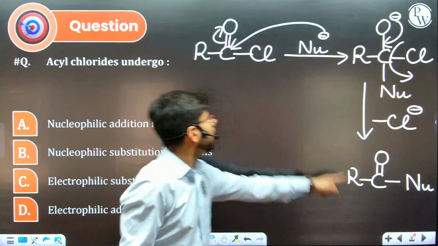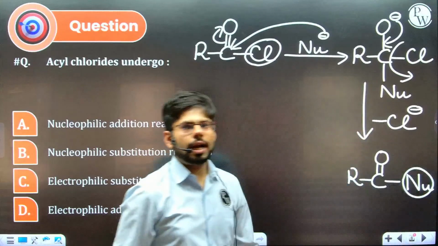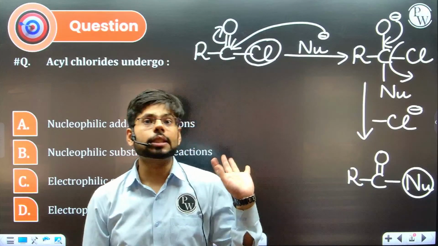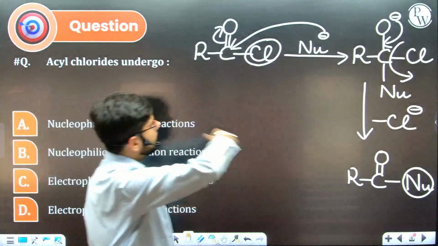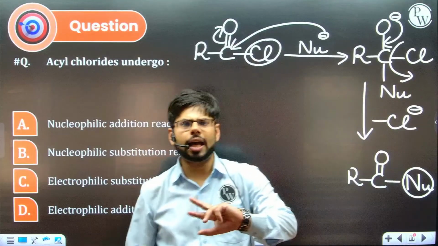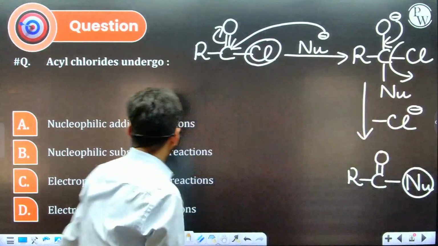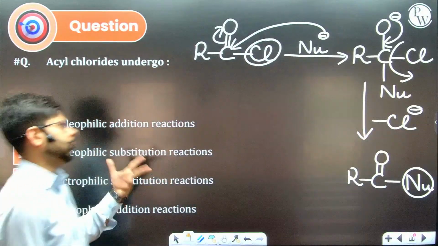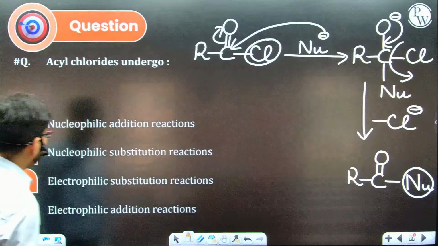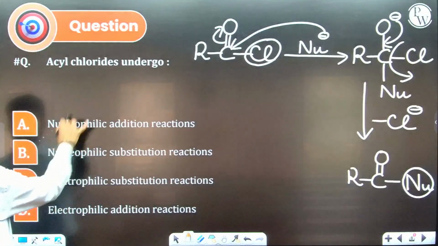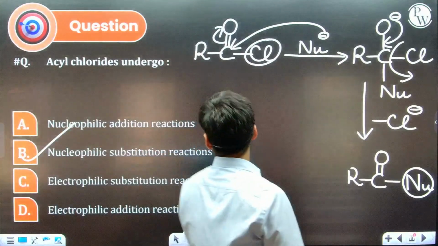Look at this product and look at the initial reactant. Can you see that Cl has been replaced with Nu? We know that if something is replaced with something, that is called a substitution reaction. And the nucleophile has come and taken the place of halogen. That means the nucleophile has attacked this carbon, and in the process this Cl has been expelled. So overall it is a substitution reaction, right? And it is a nucleophilic substitution reaction. Option B is the correct answer.